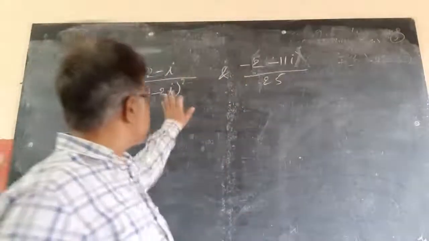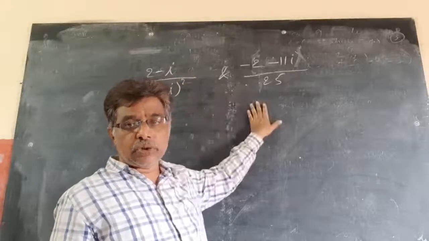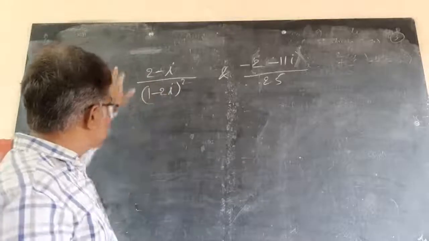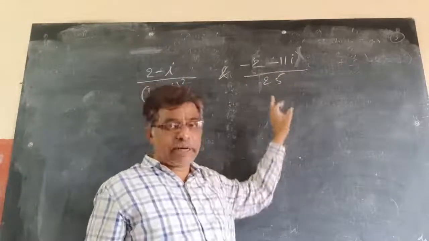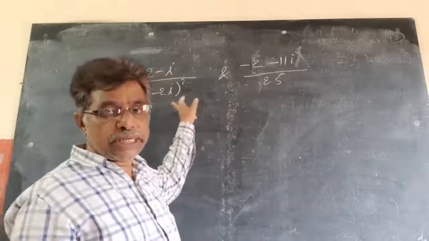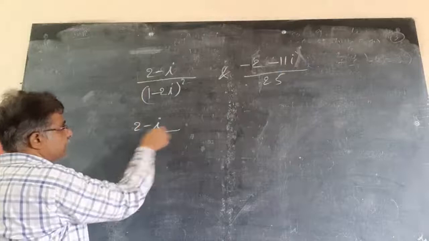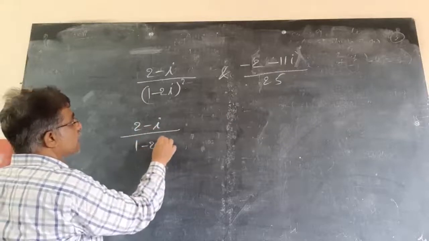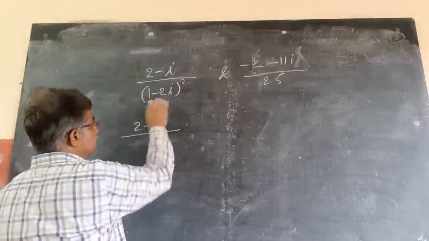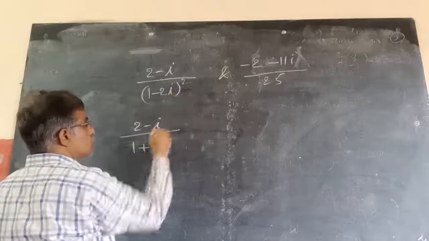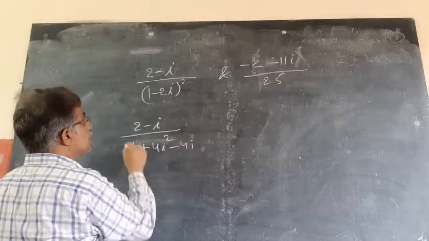He is asked to prove that these two are conjugate complex numbers. So first I will simplify this. I need to get minus 2 plus 11i by 25 to prove that these two are conjugate. So I will simplify this. It is giving (2 - i)/(1 - 2i)². So I will simplify this: 1 squared is 1, 2 squared is 4i², and this is minus 4i.